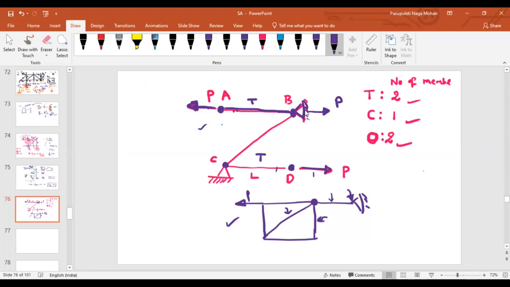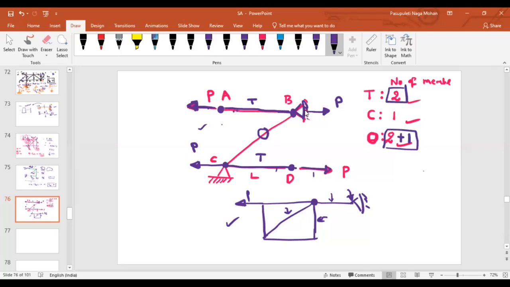Similarly, as I applied the force here, at C it is directly connected to the support, then I can say this reaction will be equal to P. Then what about the force in this member? Zero. In this case, there are 3 force members.